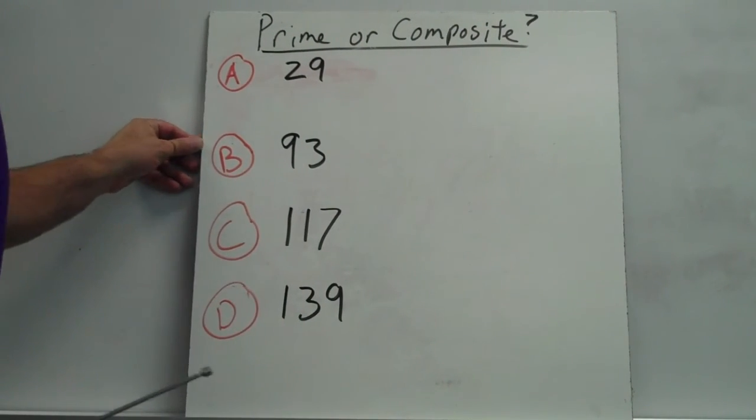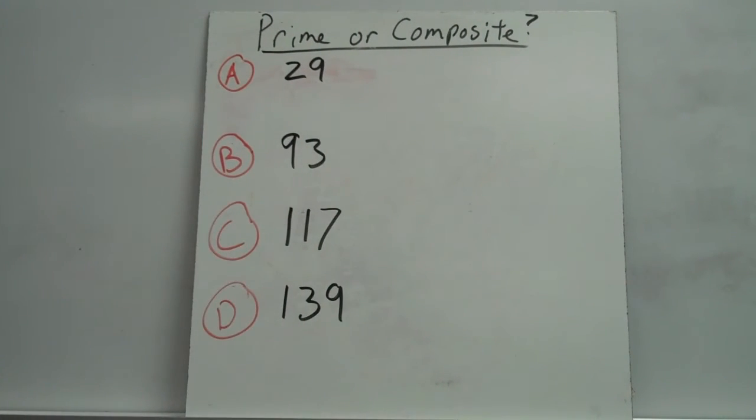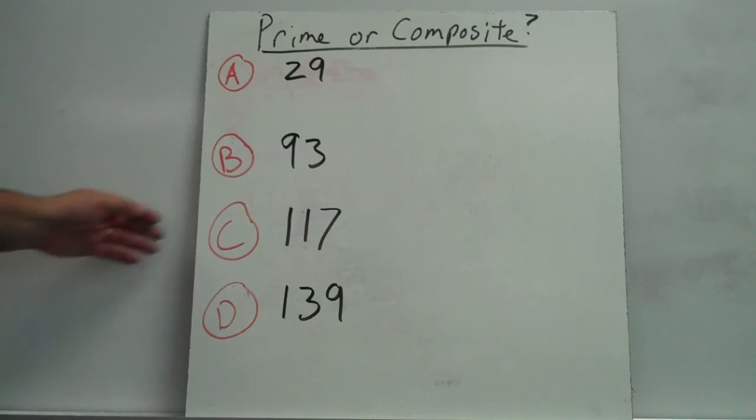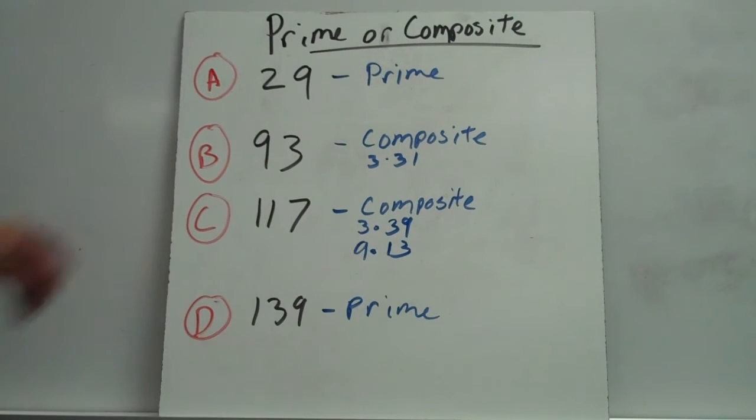Okay, let's get a little bit of practice in. We're going to look at determining whether these numbers are prime or composite. So go ahead, write these down, pause the video, work through using your divisibility rules, and tell me if these are prime or composite. Okay, let's go over them and see how you did.